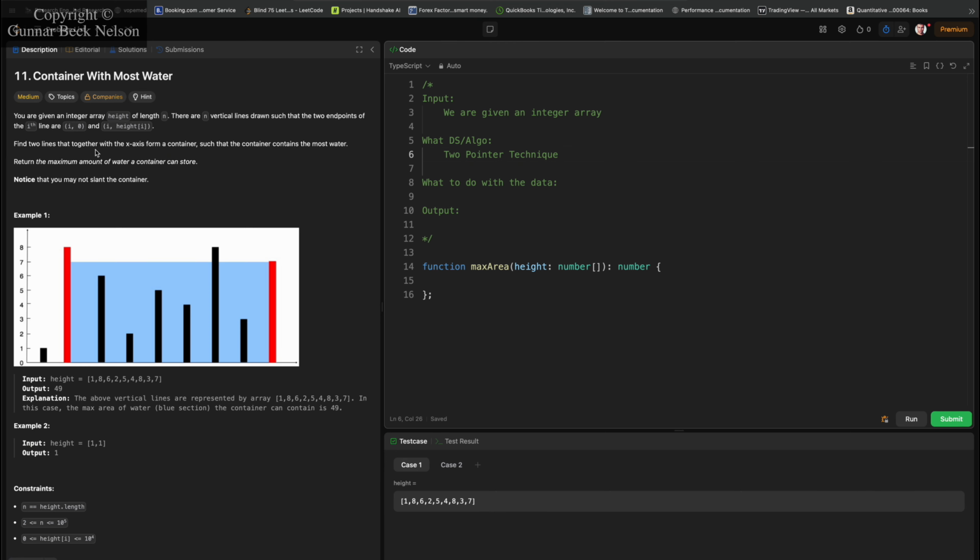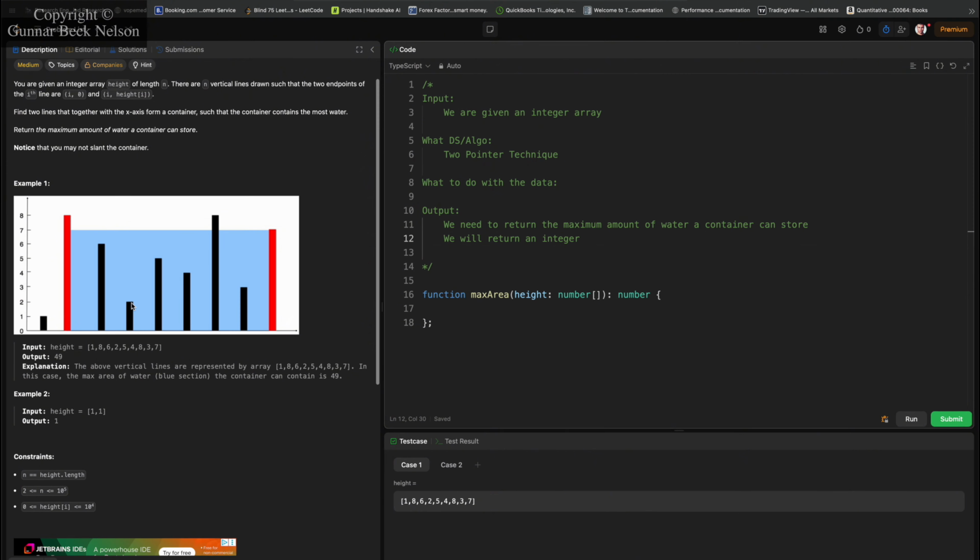Find two lines that together with the x-axis form a container such that the container contains the most water. And what we need to do is return the maximum amount of water a container can store. So it looks like we need to return the maximum amount of water a container can store, which means we will return an integer.